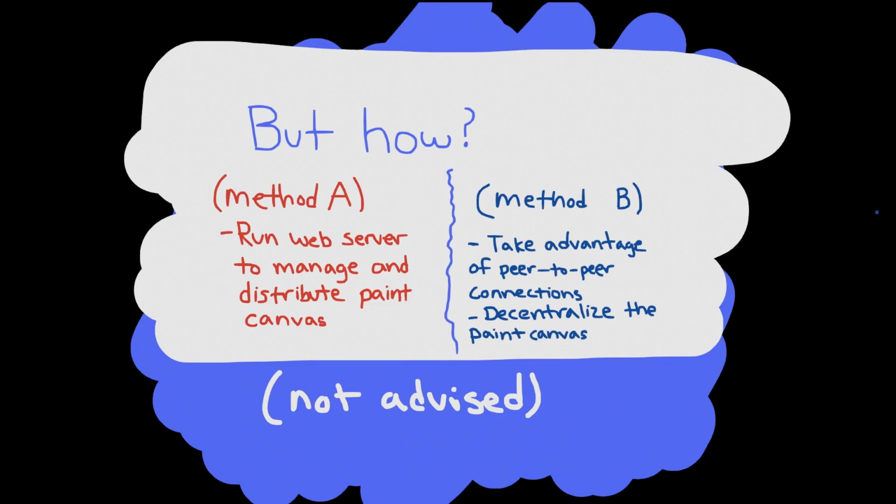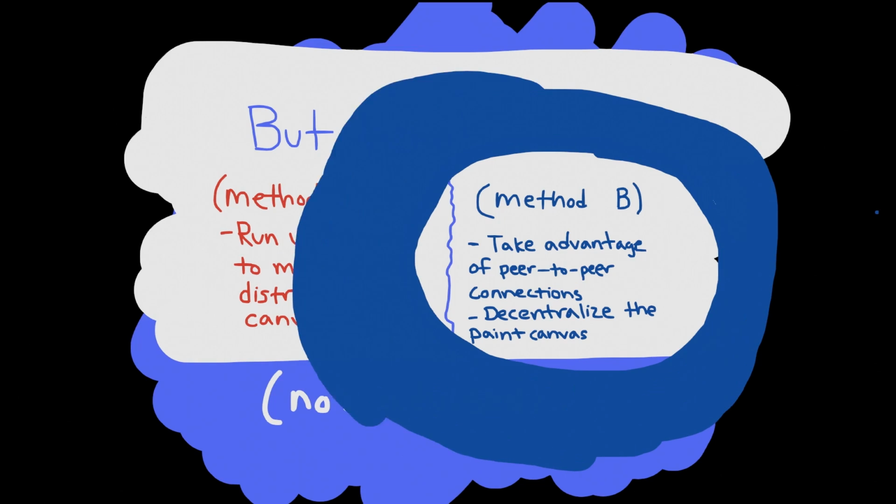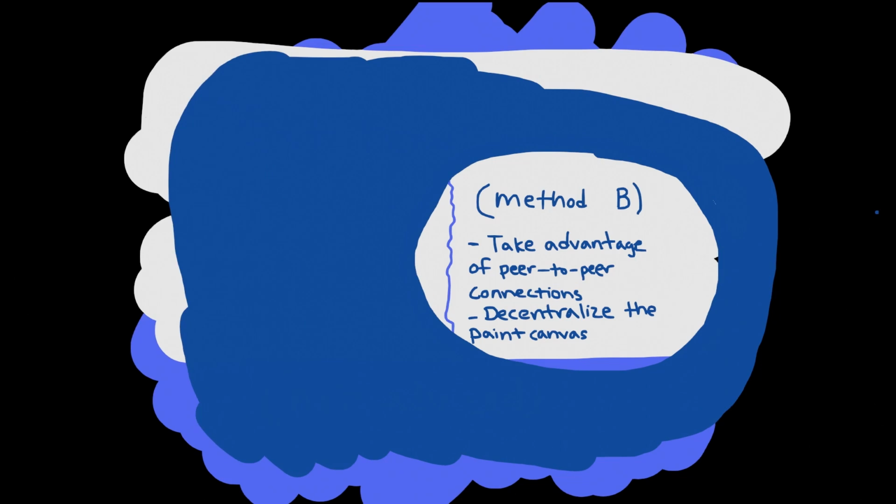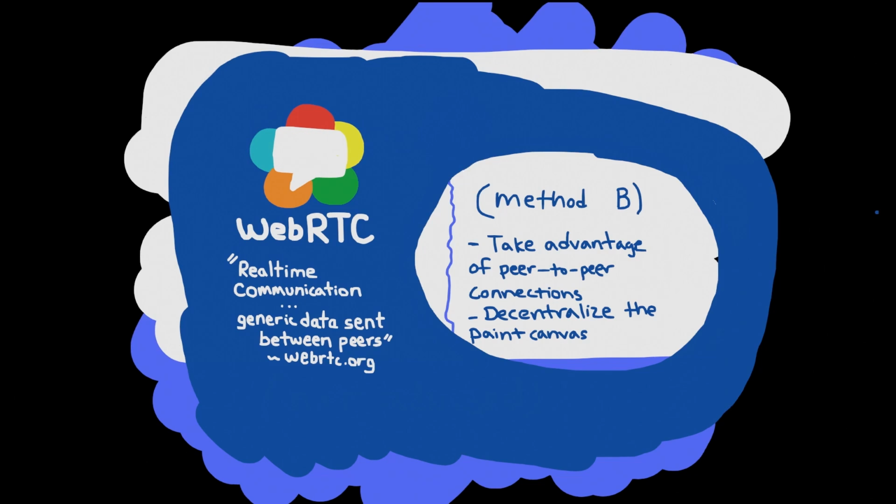Luckily, the downsides of decentralization don't really apply to a Paint app, since the only data transferred is the position and colors of the lines. The engine behind a decentralized application is called WebRTC, a widely adopted standard for peer-to-peer connections.